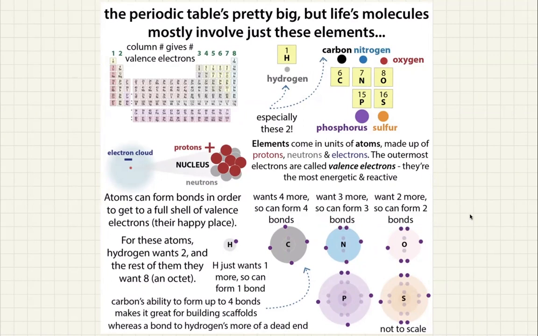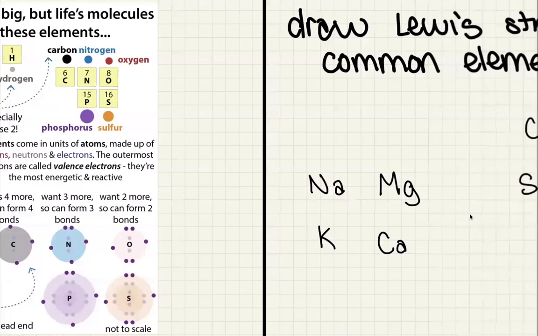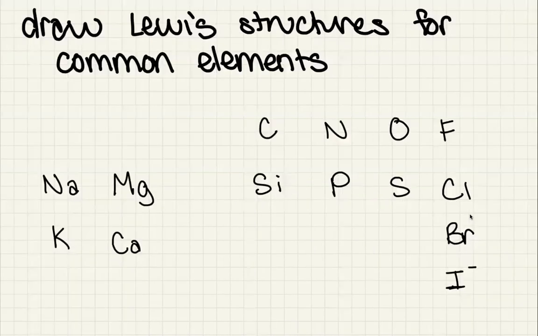So when you're looking at something that's below something else in the periodic table, they're going to have a lot of similar properties. And this is going to be because they have the same number of valence electrons. They just have an extra shell in between those valence electrons and the nucleus. So basically, I want you to be able to draw Lewis structures for these common elements.